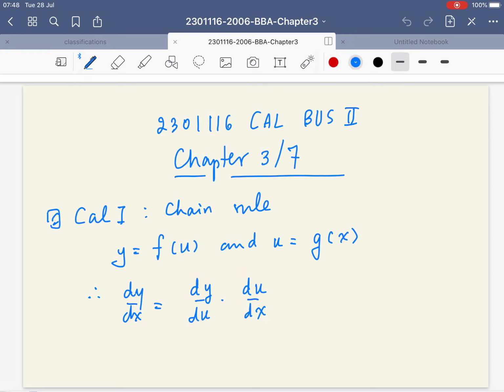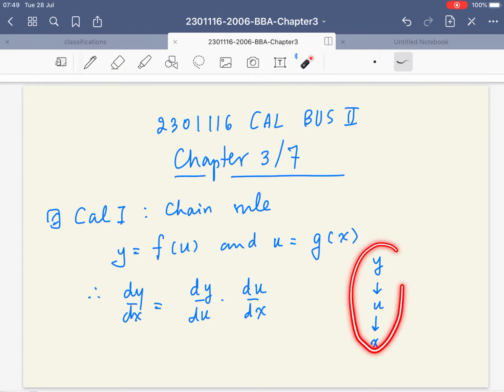Okay, so if you try to draw this as a diagram, you see that your y depends on u, and then your u depends on x. So to reach the x, you need to go through u and then go through x, in an order like this. However, in our Calculus 2, we may start from, instead of a function of a single variable u, a function of u and v, and instead of u being a function of x alone, u may be a function of x and y. So our diagram will be larger.